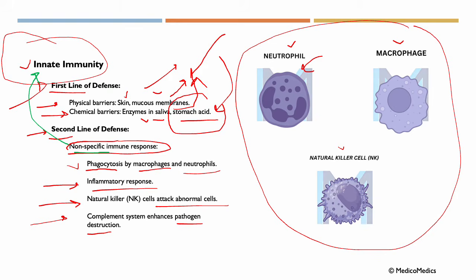Now, the neutrophil has a multi-lobed nucleus with granulated cytoplasm containing antimicrobial enzymes. The macrophage, which comes from the monocytes, is a large, irregularly shaped cell with an oval or indented nucleus and has abundant cytoplasm. The natural killer cell is a large granular lymphocyte with a round nucleus and cytoplasmic granules containing perforins and granzymes.